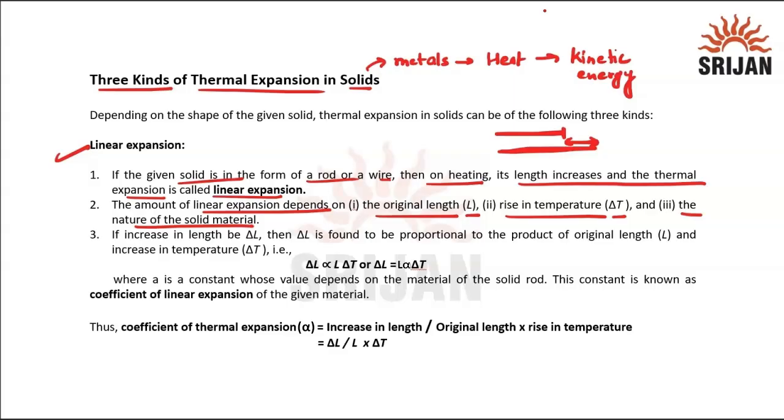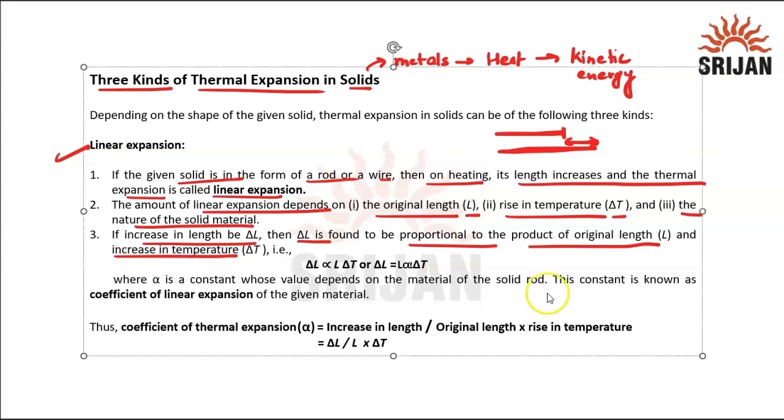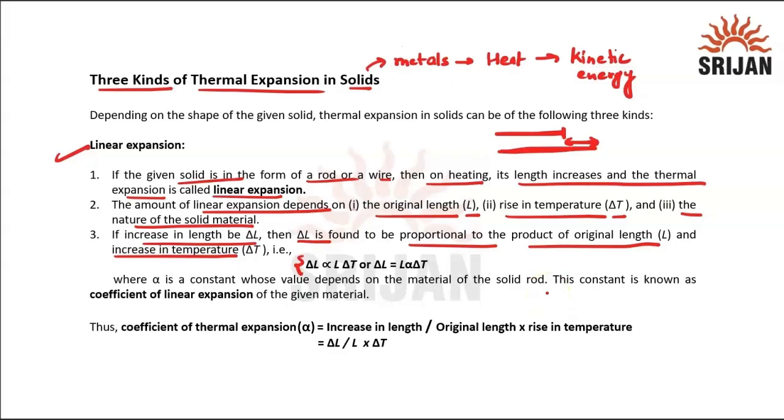So what you can do here is, the increase in length would be delta L, because there is one length and now it has been increased, so you have to subtract both of them. So the change in length, delta L, is found to be proportional to the product of the original length and the increase in temperature, and that is the relation that you can see here. Delta L is directly proportional to L times delta T, which by nature itself you can see such a relation.